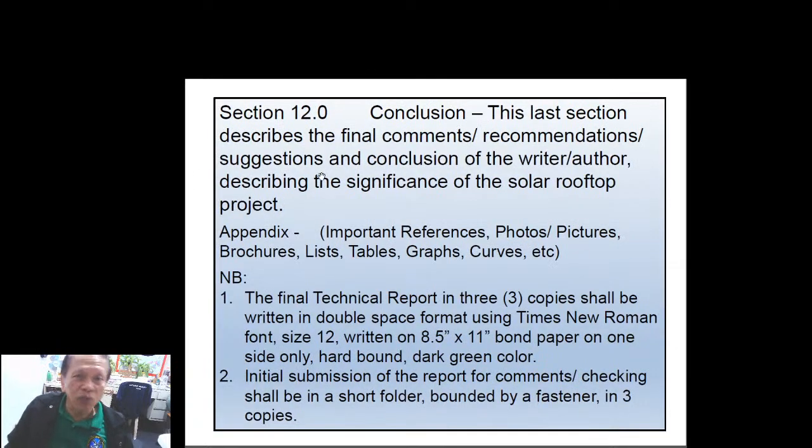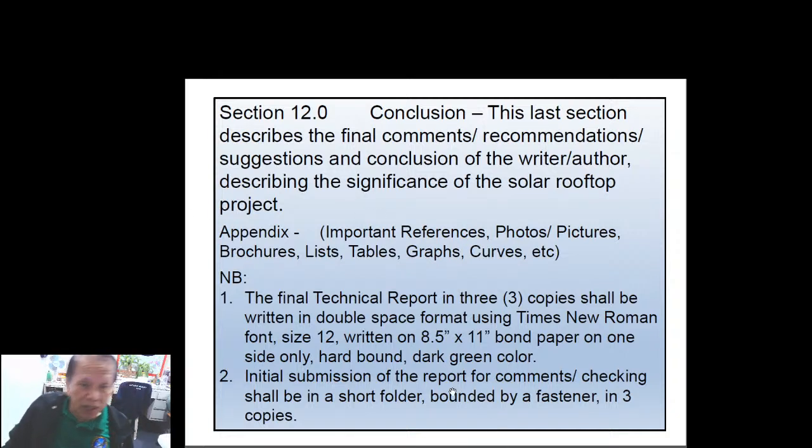Okay, section 12. Conclusion. This last section describes the final comments, recommendations, suggestions, and conclusion of the writer author, describing the significance of the solar rooftop project. So, ilagay mo doon, ganito siya, ganyan, maganda siya dahil ganito, ganyan. So, i-mention mo, no?